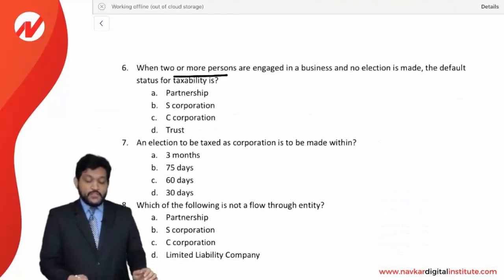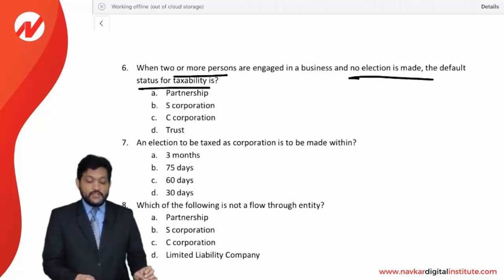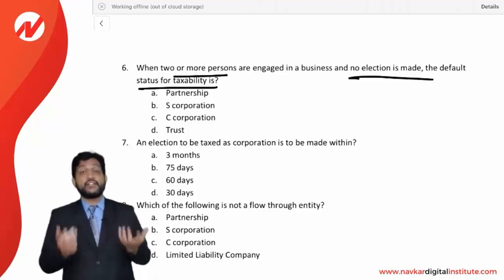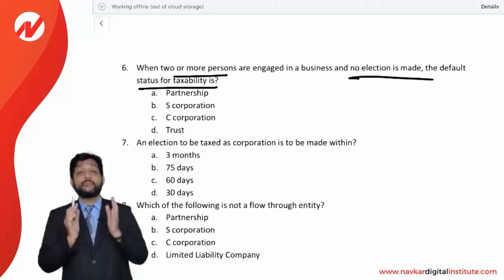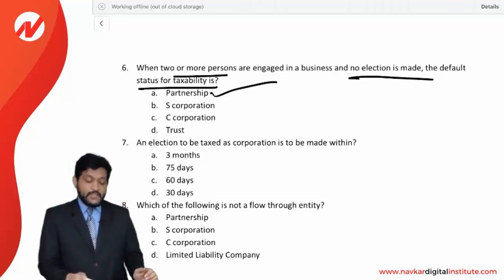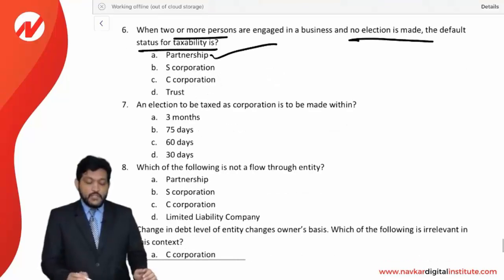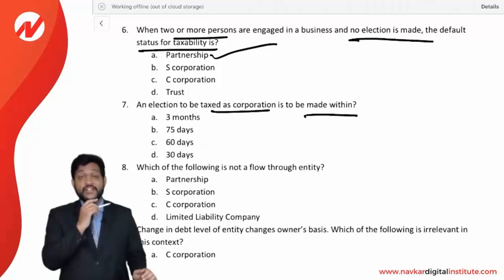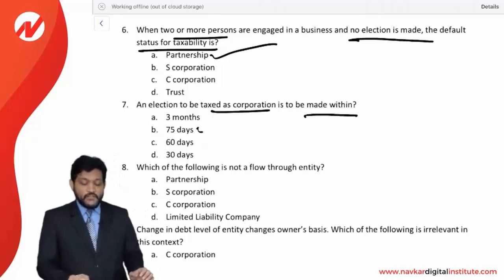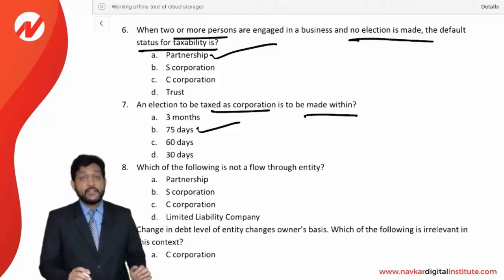When two or more persons are engaged in a business and no election is made, the default status for taxability is, when there are two or more persons engaged in a business but no election is made for the taxability, they have not made an entity choice, then what is the default entity choice? That is a partnership. A is the correct option. An election to be taxed as a corporation, if you want to be taxed as a corporation, has to be filed within the first 75 days of the year. B is the correct option.